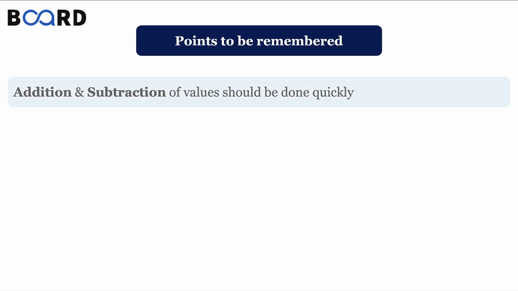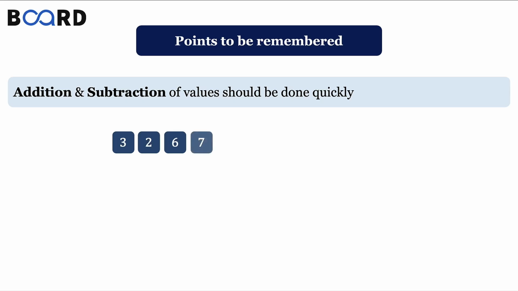The first thing is, addition and subtraction of values should be done really quickly. Now, generally we have a tendency of adding numbers starting from the right hand side, taking one digit at a time. We have to change that, right? We have to start adding 2 digits at a time and make the entire addition faster, right? I'll show you an example.